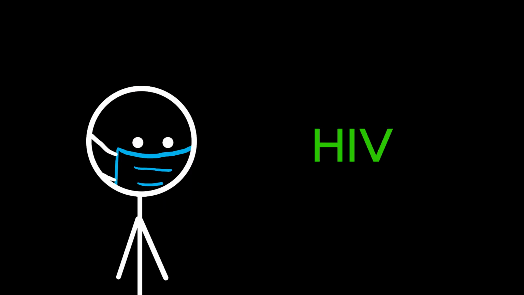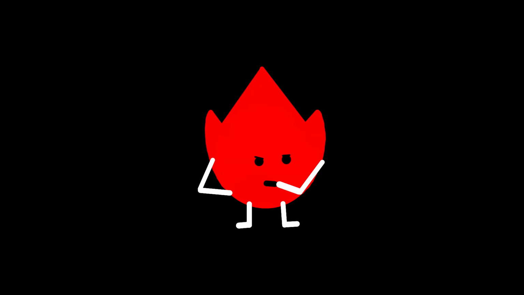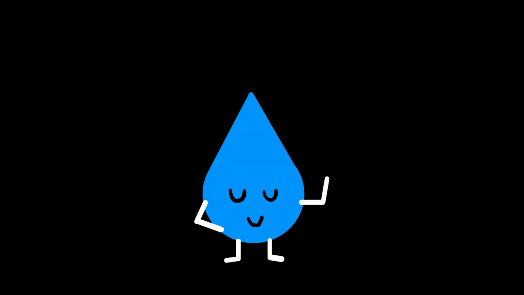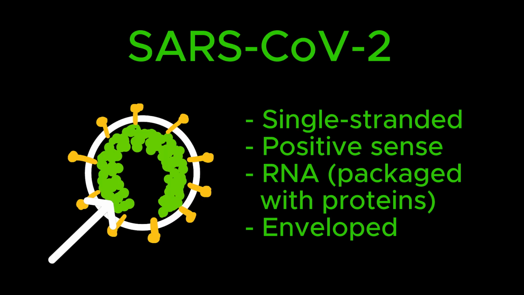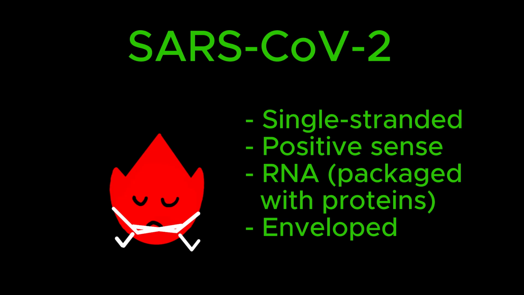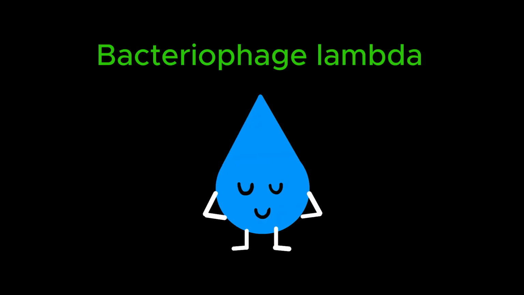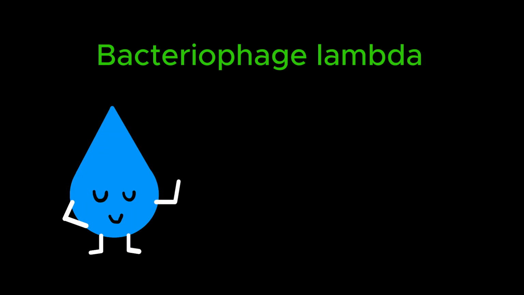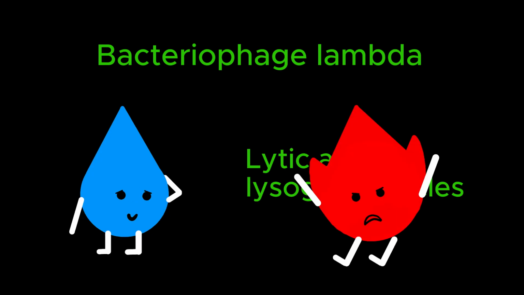Oh, I've heard of HIV. What does the COVID virus look like? The COVID virus, or the SARS-CoV-2, has a single-stranded positive sense RNA packaged with proteins. It is enveloped. Oh, nothing interesting. An interesting virus is the bacteriophage lambda. They alternate between the lytic and lysogenic. Can you talk in English?